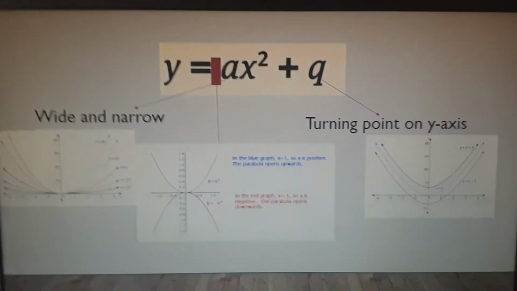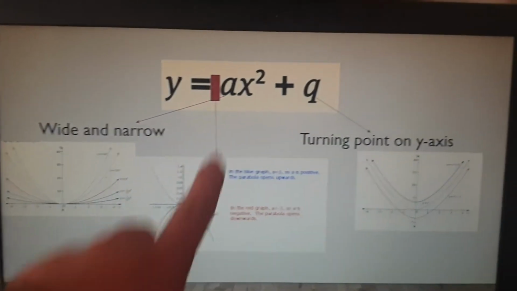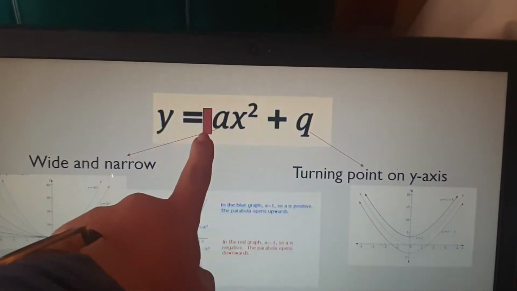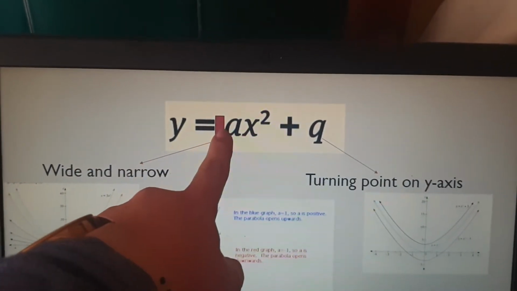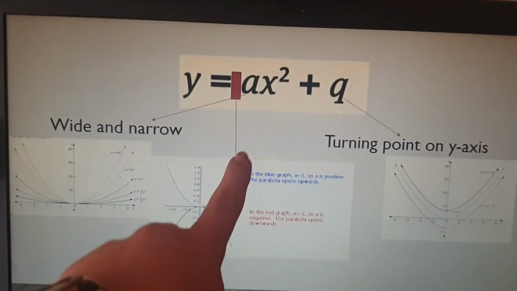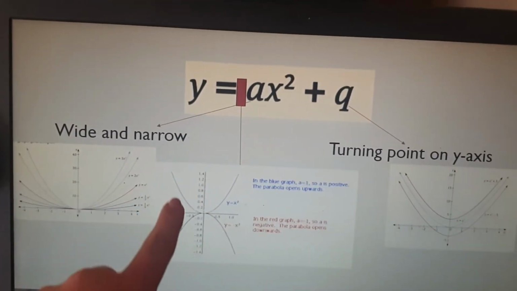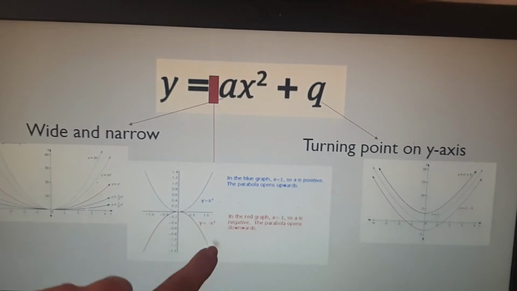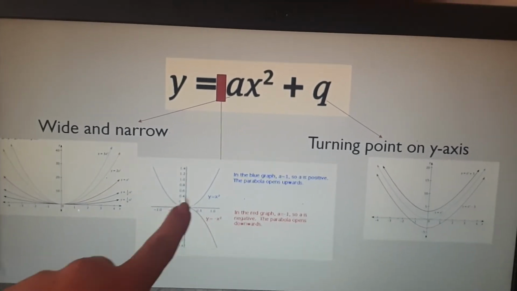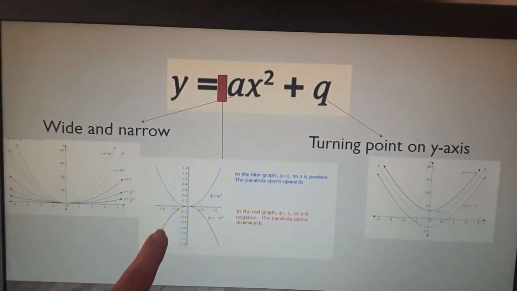Okay, so first of all, y would always be our output value. So in front of a, it's either going to be a nothing or a minus. If it is a positive, our graph would be this way around. If it is a negative, it is reflected, so it's the other way around.